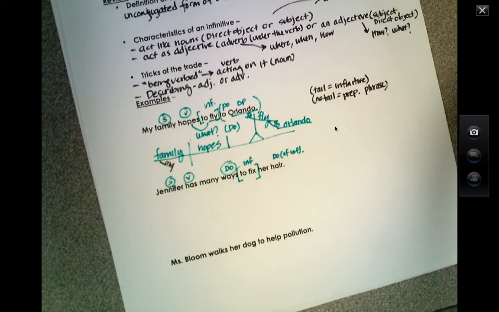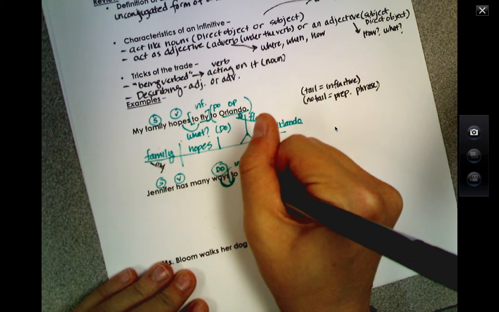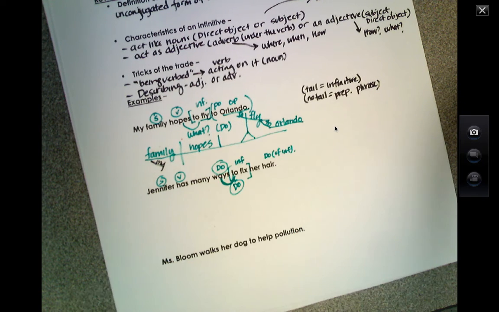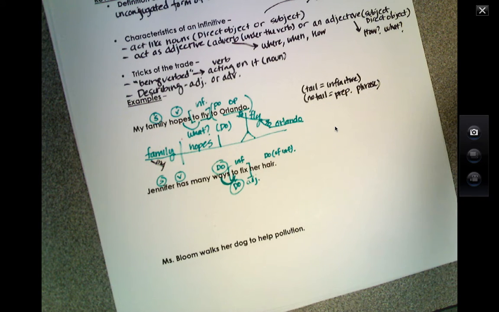So Jennifer has many ways. To fix is telling me what ways she has. So this is answering what. So this is going to actually go under the direct object. It is acting as an adjective. It would be almost like just saying she has beautiful ways. No, she has ways to fix her hair. It's describing that direct object.